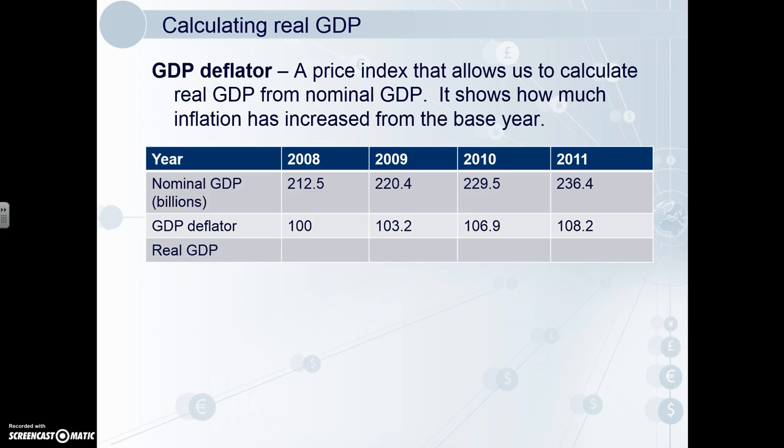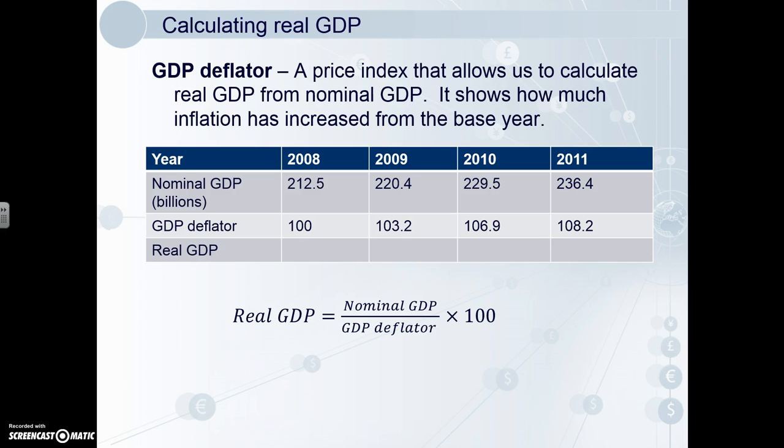Now, we're calculating real GDP using the GDP deflator. The GDP deflator is a price index that shows the increase in prices as compared to a base year. It deflates the level of nominal GDP. Now, by knowing nominal GDP and the deflator, how much prices have gone up, we can determine real GDP. Here we have a set of nominal GDP data and GDP deflators. 2008, where the GDP deflator is 100, is the base year. The equation to determine real GDP is as follows. Real GDP equals nominal GDP divided by the GDP deflator times 100.